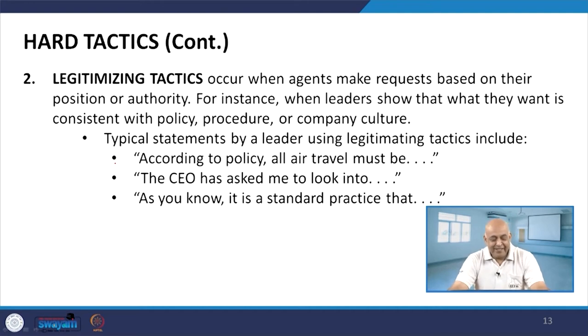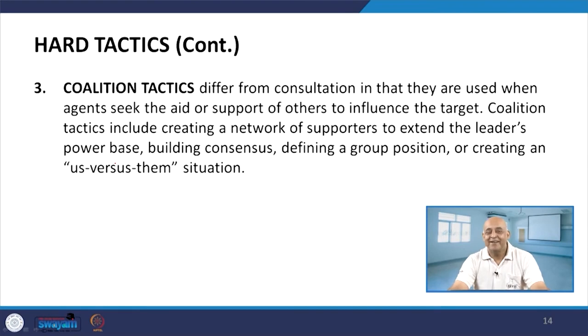So, in this particular statement there is a legitimating request, you can say. And here the follower gets influenced by this type of statement: this is the policy and he has to follow. This is the rule, the boss has told him this is the rule and he has to do it if he wants to continue in that organization, right? Another is, the CEO has asked me to look into this. Now, this type of words becomes highly legitimate, because the hint has already been given that the CEO intends to do this, so you have to do this, right?